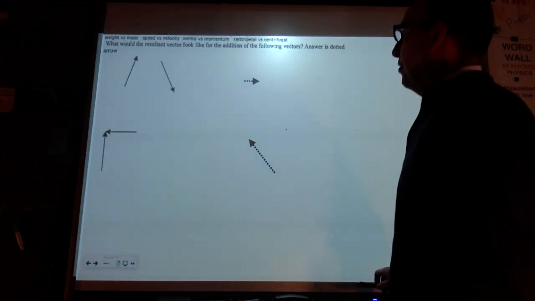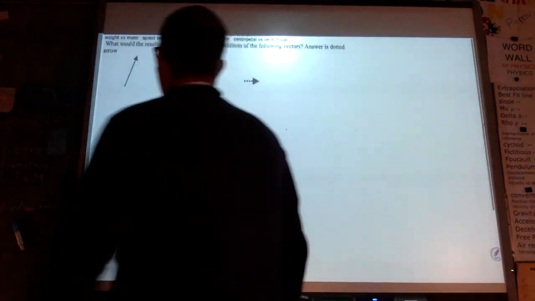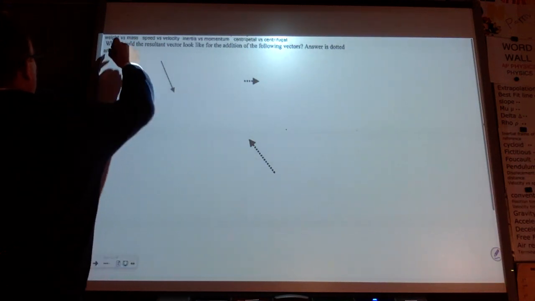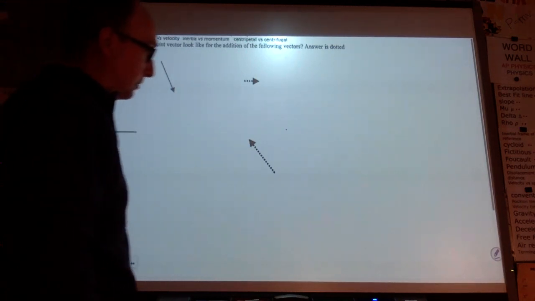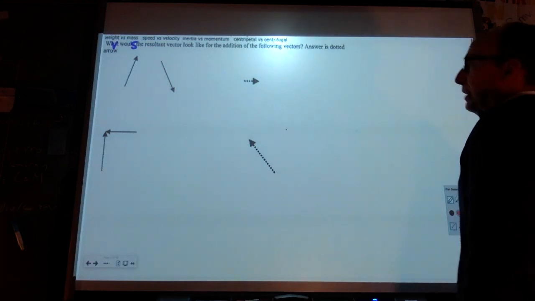All right, so up at the top, terms that are important for us to know. Weight and mass. Weight is going to be a vector. Mass is going to be a scalar. So weight is the force of gravity on something.